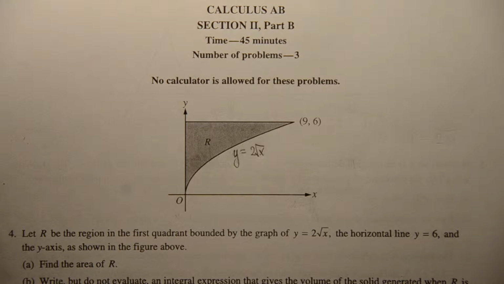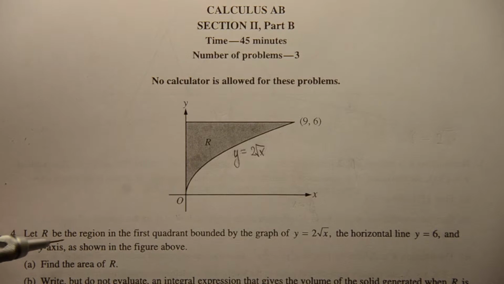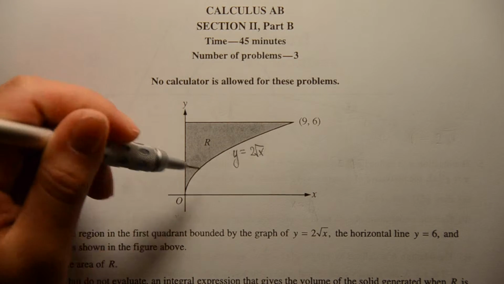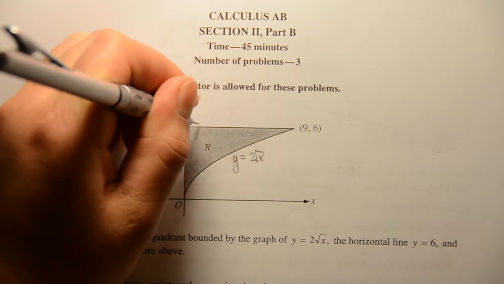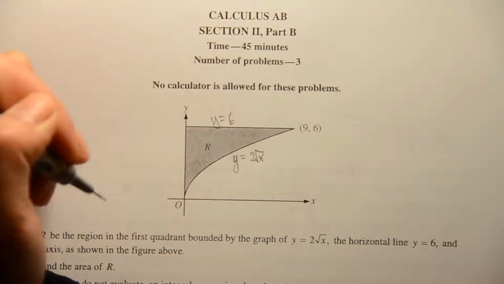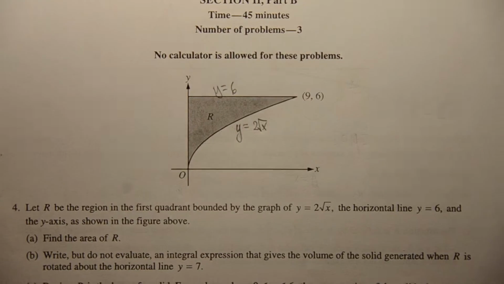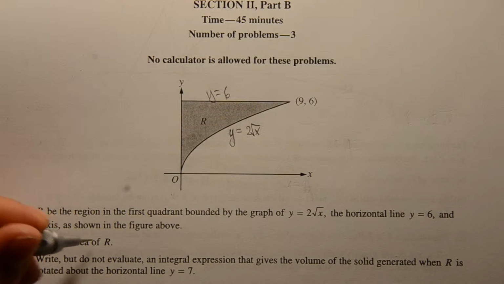Hi, today I'll be guiding you through an FRQ from 2010, problem number 4. In this problem, let R be the region in the first quadrant bounded by the graph y equals 2 root x, the horizontal line y equals 6, and the y-axis. First, they ask us to find the area of R.